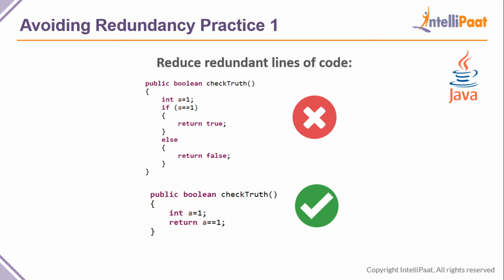Knowing these methodologies to reduce redundant lines of code is very important, as it reduces the lines of code and makes the program easier to understand. So this is one example of redundancy.